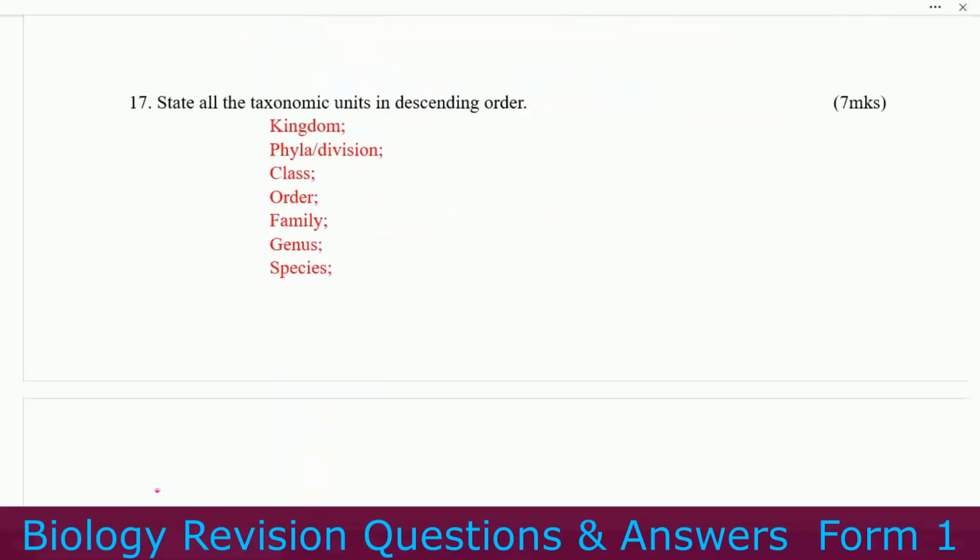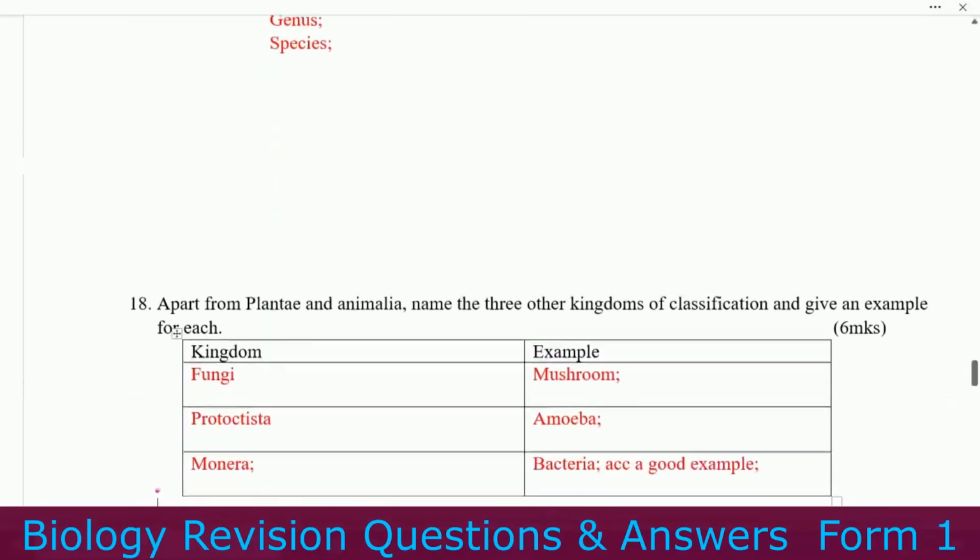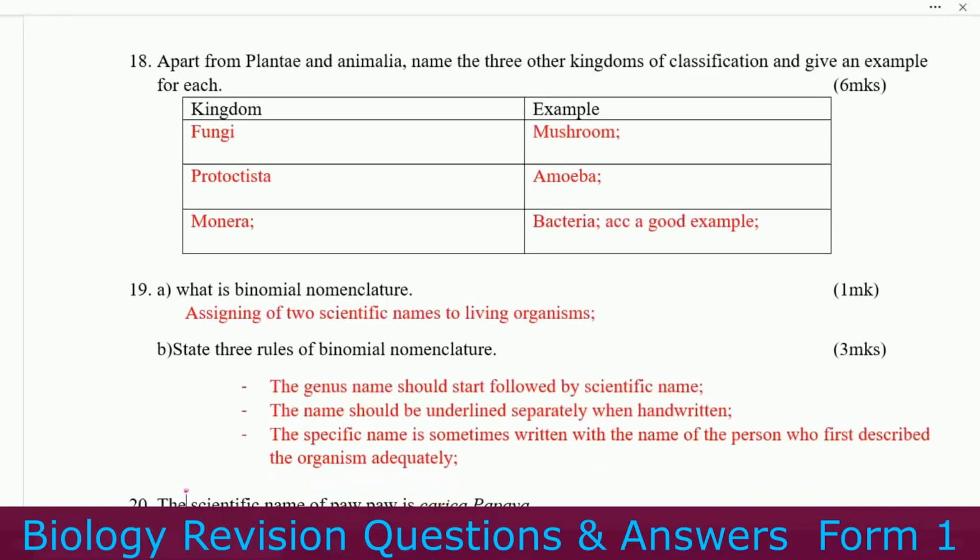Number 17. State all the taxonomic units in descending order. And in descending order, we have kingdom, we have phyla or division, class, we have order, we have family, we have genus, we have species.